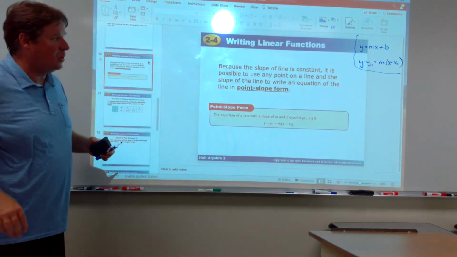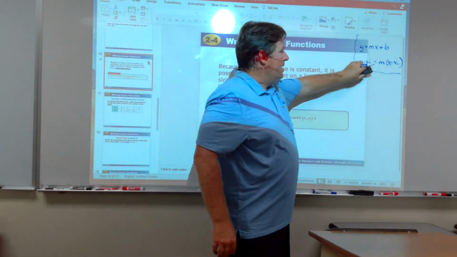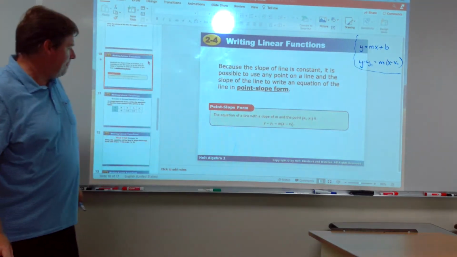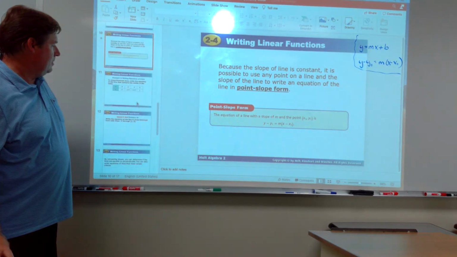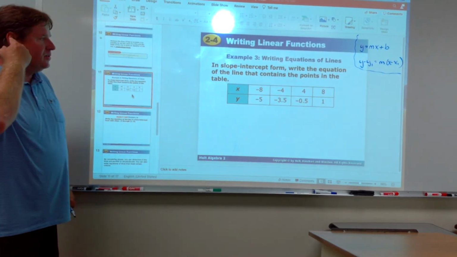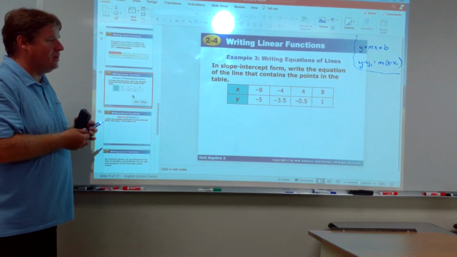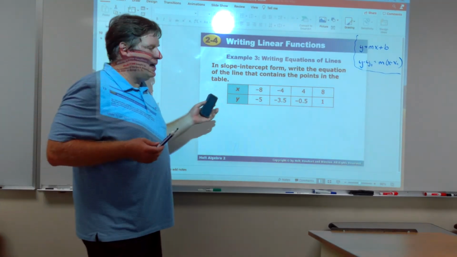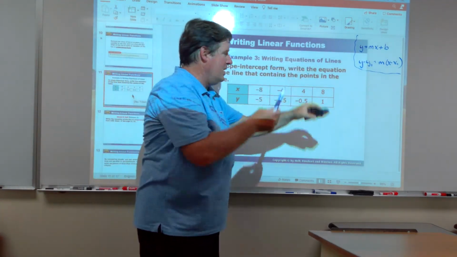Okay, and I've got it on the board over here. We'll refer to that as we're working on the next few problems. All right, so here we go. Let's write the equation of a line that contains the points. Well, let's choose a nice easy point. I try to stay away from decimals and negatives, so I'm going to choose (8, 1).